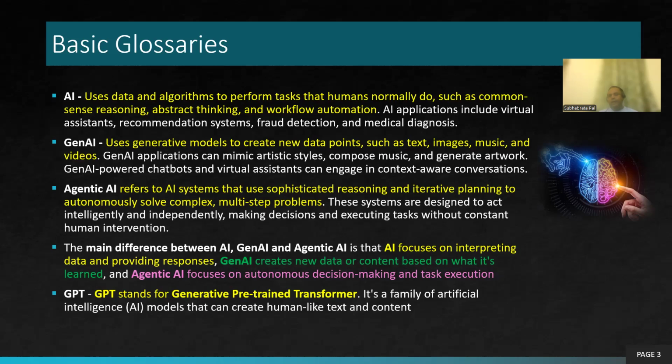Now, the third area, which is again very commonly used, is called agentic AI. I'm sure all of you have heard about Alexa. What is happening in Alexa? You are just giving it an instruction and it is doing it for you. So basically, it is acting like an agent for you, an assistant, an AI assistant or AI agent. It refers to systems that use sophisticated reasoning and iterative planning to autonomously solve multi-step problems.